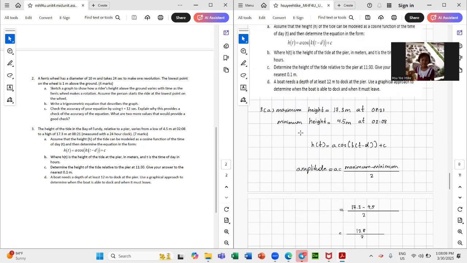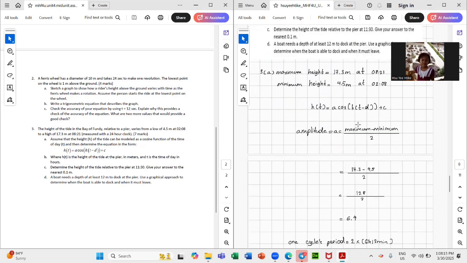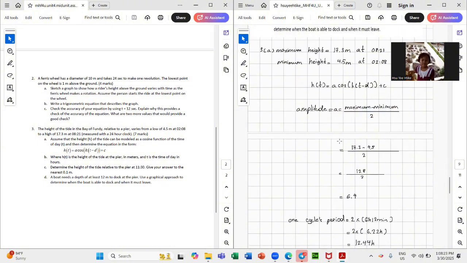So the equation is h of t is equal to a times cosine k times t minus d plus c. To find the value of a, we have the equation a is equal to maximum minus minimum over 2. So from calculation, we know that a is equal to 6.4.